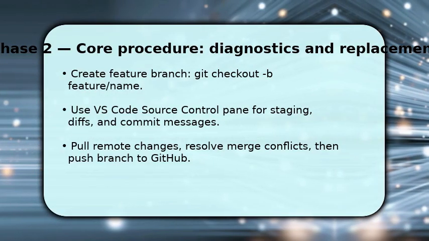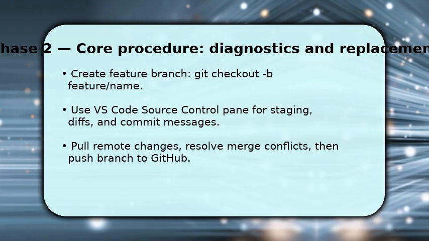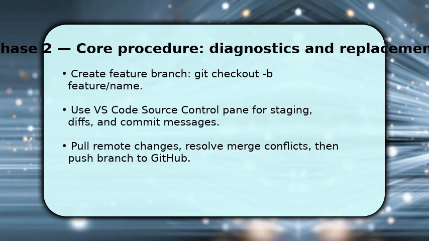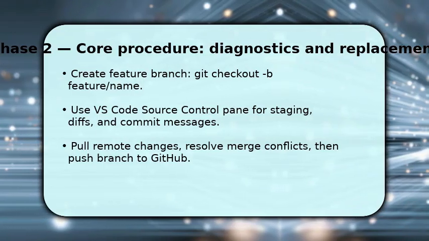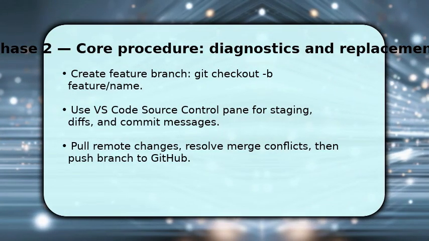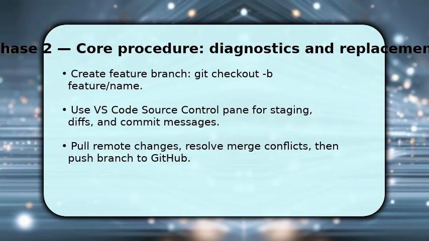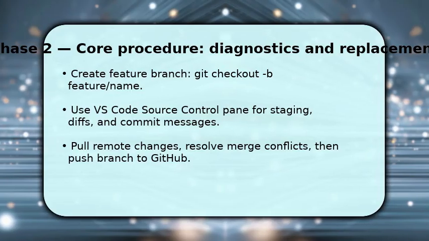Periodically run git pull --rebase or fetch and merge to integrate remote updates, and if conflicts appear, use the editor to resolve them line by line. Once your branch is clean, push it to GitHub so you can open a pull request or share progress.